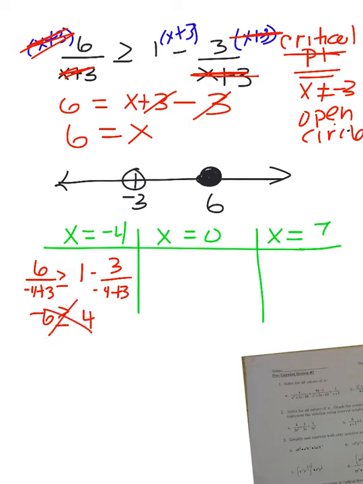Now let's try 0. So it's 6 over 0 plus 3 is greater than or equal to 1 minus 3 over 0 plus 3. So I have 2 is greater than or equal to 0. And that's obviously true. So I shade in the middle. And now I'm going to try 7.